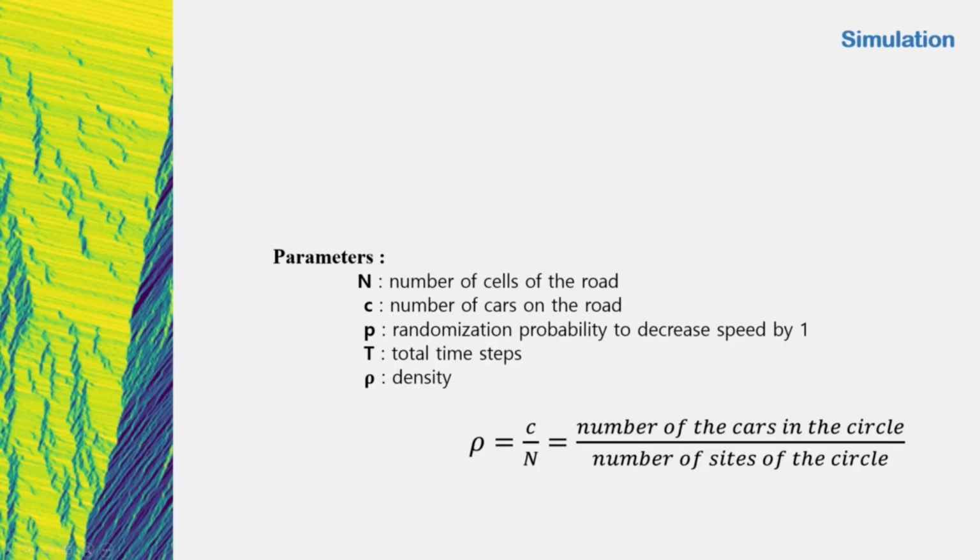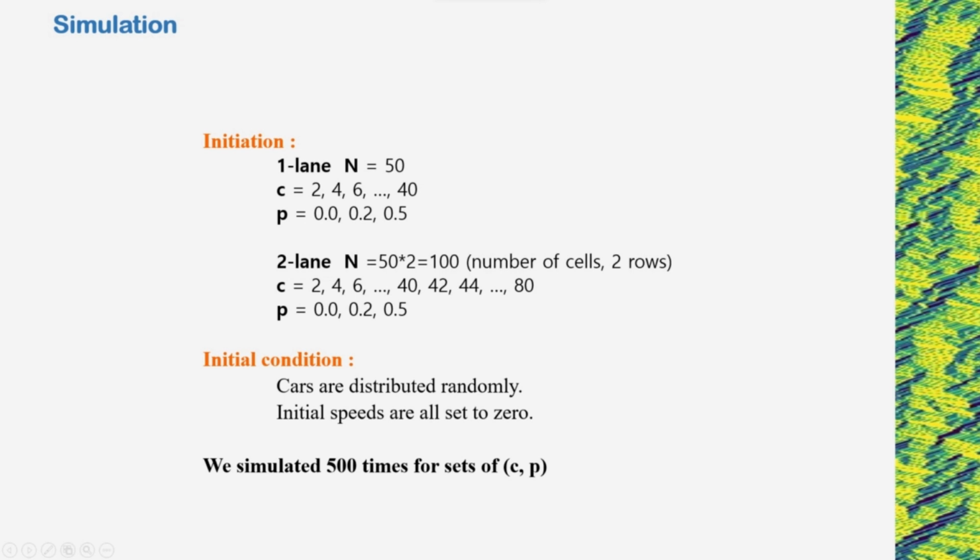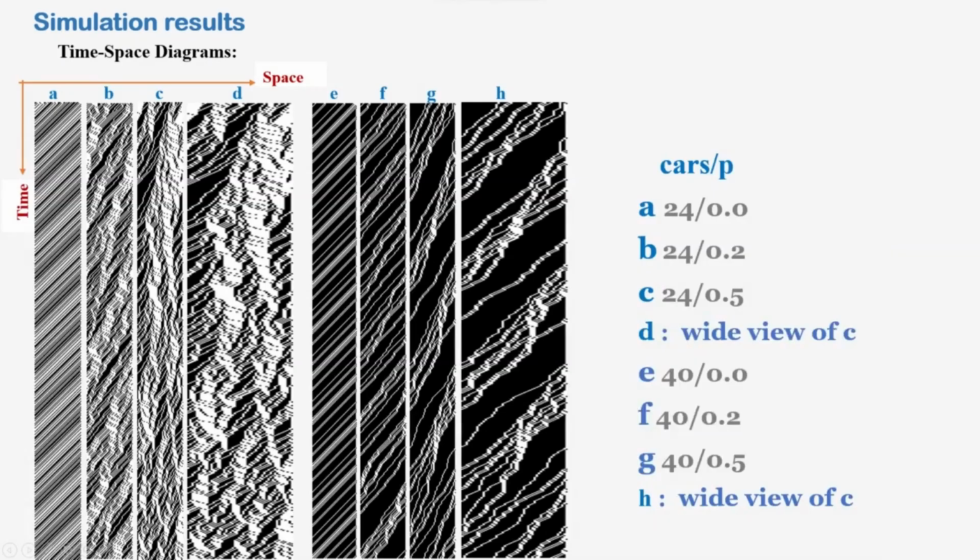Parameters we used in our simulations are on this page. We combined different values of parameters in our simulations. Cars are initially distributed randomly with speed 0. We simulated 500 time steps in each simulation. So in total, we ran 180 simulations. These are the results of our simulations.